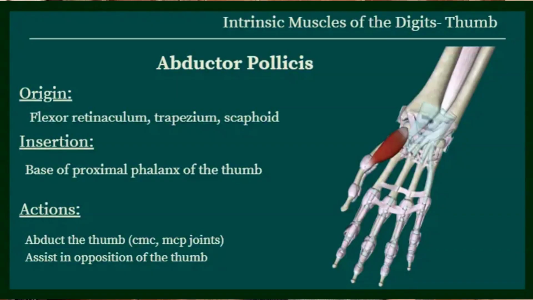Abductor, bring the thumb away from the hand. Attaches to the flexor retinaculum, the trapezium, and the scaphoid. The insertion is the base of the proximal phalanx of the thumb, and it helps you to bring it away.